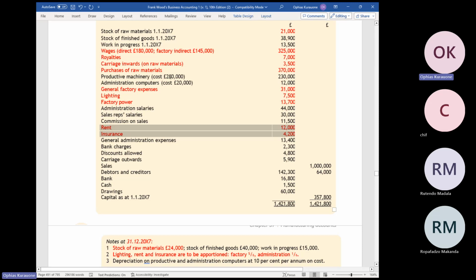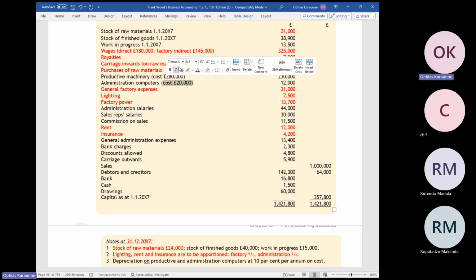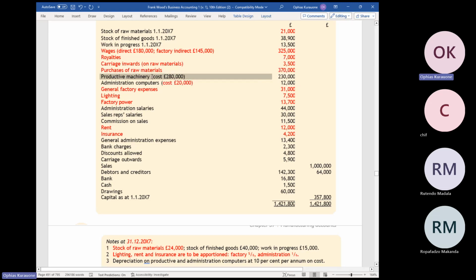The value is now 230, maybe due to depreciation. The same as the computer. The cost means it was purchased at 20,000, but it's now 12,000. So that means there was a depreciation. That's why these figures are not the same.